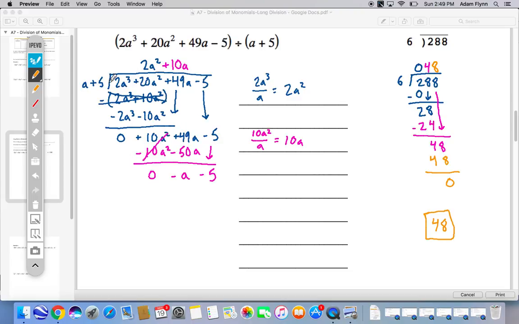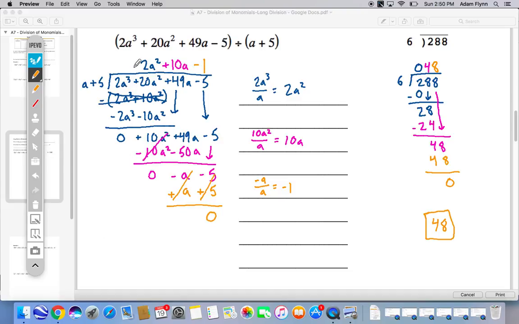So I'll follow the same process here. Negative a divided by a, or what do you need to multiply a by in order to get negative a? So negative a divided by a, which we know is negative 1. So I'll write negative 1 up here. Now I'll multiply. A times negative 1 is negative a, and 5 times negative 1 is negative 5. I'm subtracting, so I have to switch my signs here. So my a's cancel, negative a plus a is 0, and negative 5 plus 5 is 0. So I get a 0 down here. So I know there's no remainder.